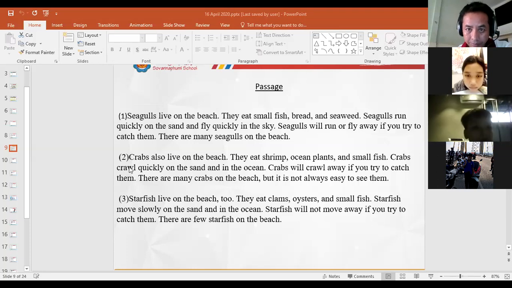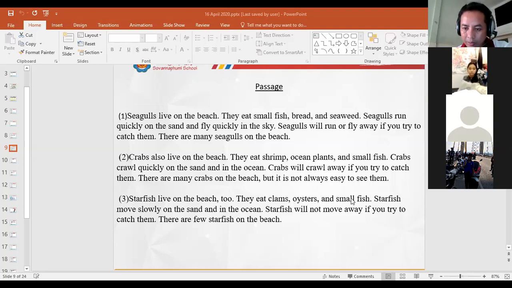3. Starfish live on the beach too. They eat clams, oysters, and small fish. Starfish move slowly on the sand and in the ocean. Starfish will not move away if you try to catch them. There are few starfish on the beach.